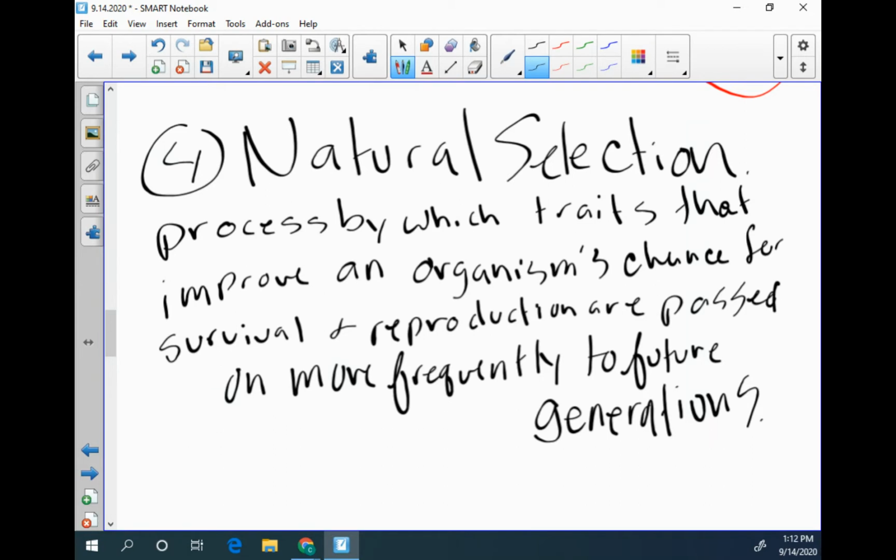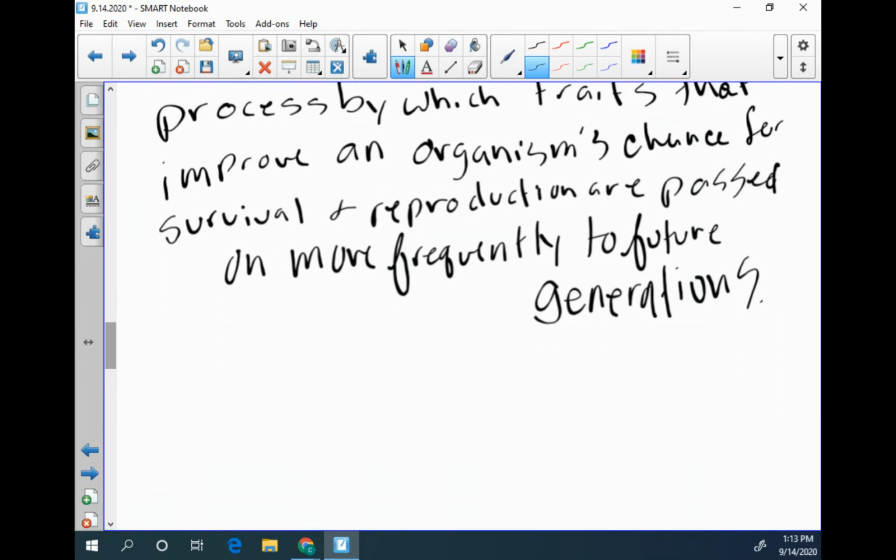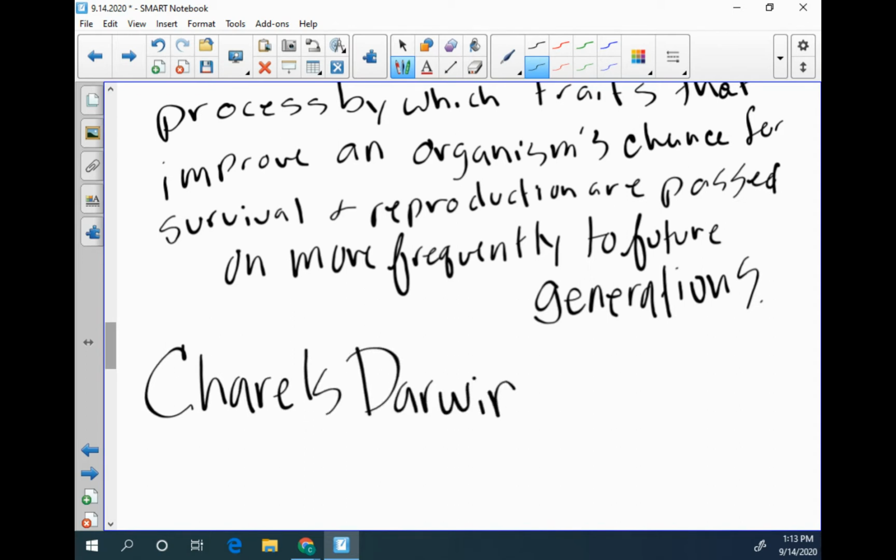Now, a little scientific history for you. Natural selection was independently proposed by 2 different scientists, meaning 2 different scientists thought about it and published it at the exact same time. We usually only focus on one of them. So, Charles Darwin is our main guy. He's known as the father of evolution. Charlie D, as I like to call him.